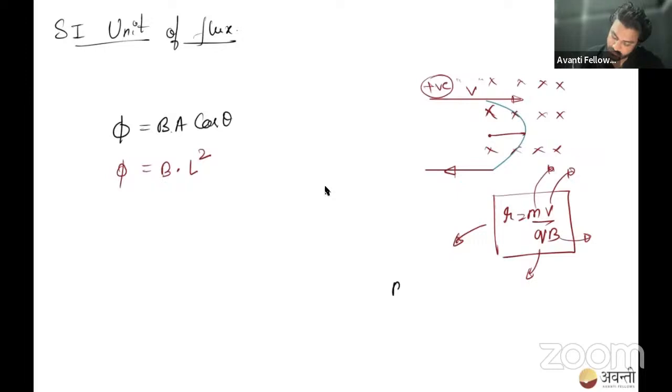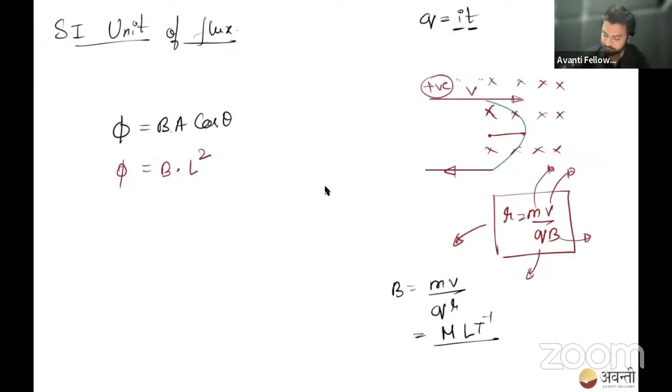So B is equal to mv upon qr. Mass is capital M, velocity is LT minus 1. Velocity is distance upon time, right? So distance is L, upon time is T, LT minus 1, divided by Q. Q we can write as charge. Charge is equal to IT, means current into time, right?